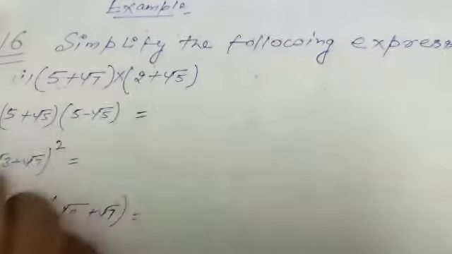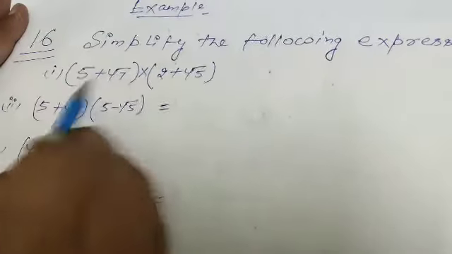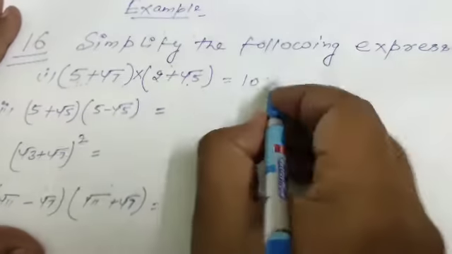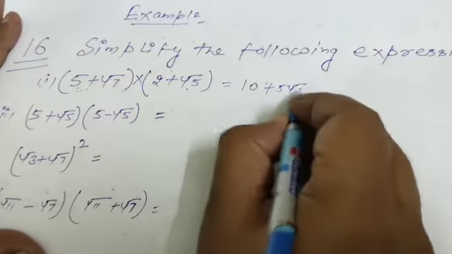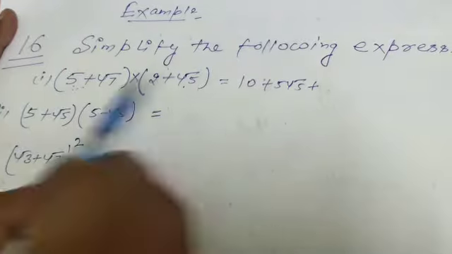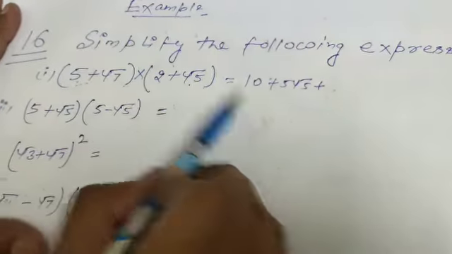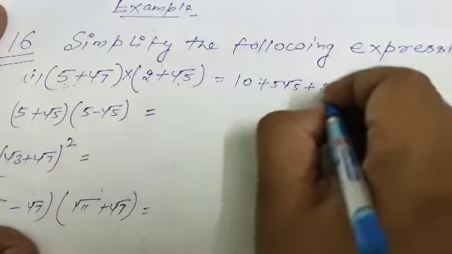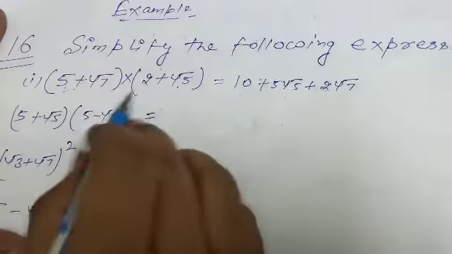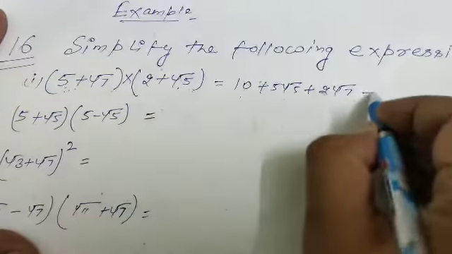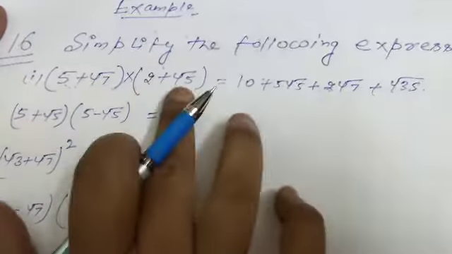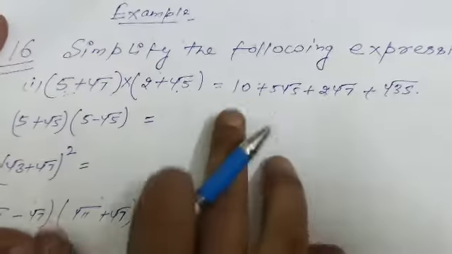When we are multiplying this to both terms, what is happening over here? Let's see. 5 into 2 equals 10. 5 into root 5 equals 5 root 5. Clear? See it again. Root 7 into 2 is 2 root 7, and root 7 into root 5 is plus root 35. Root 7 into root 5 equals root 35.